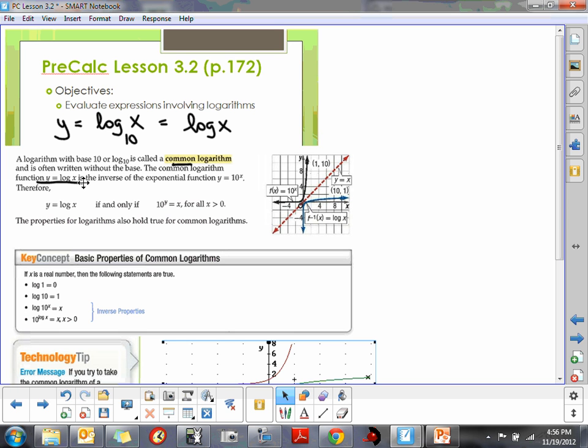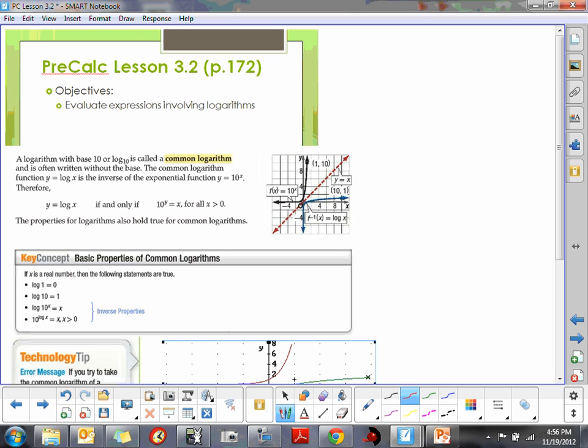The next thing that they emphasize here is the relationship between the log and the exponential format. So what we're seeing here is an if and only if statement. This is the definition, how they're related. If y equals log base 10 of x, or if y equals a common log of x, it's only going to be true if and only if, when we rewrite this using an exponent, the base on this logarithm is 10, so the base on the exponent is 10.